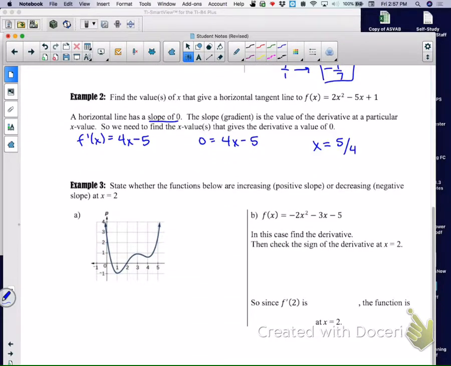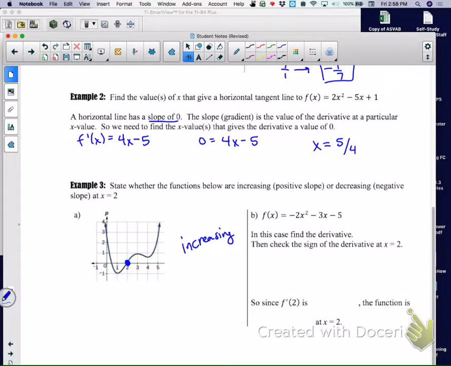Okay. Next example, state whether the functions below are increasing, which means positive slope, or decreasing, which means a negative slope. So looking at A there, we're looking at x equals 2. So here's x equals 2 on my graph. As I'm going from left to right, and you always look at functions from left to right, as I pass through 2, the graph is going up, so it would be increasing. So that's all we really have to say there.